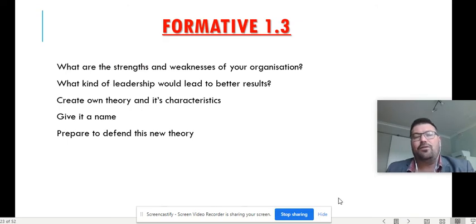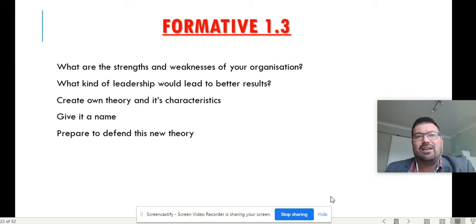Okay. So formative 1.3. I want you to look at your own organization. And then you're going to do some analysis. What are the strengths and the weaknesses of your organization? Then based on that, what kind of leadership would lead to better results? So is it going to be servant leadership? Is it going to be strategic leadership? Is it going to be visionary leadership? Is it accountability leadership? Is it transformational leadership? So based on the strengths and weaknesses of your business, which leadership style or theory would give you better results?